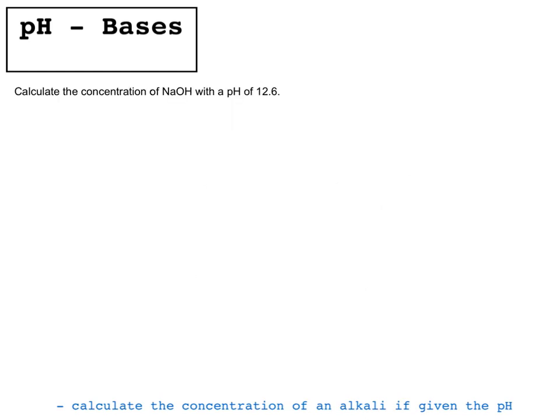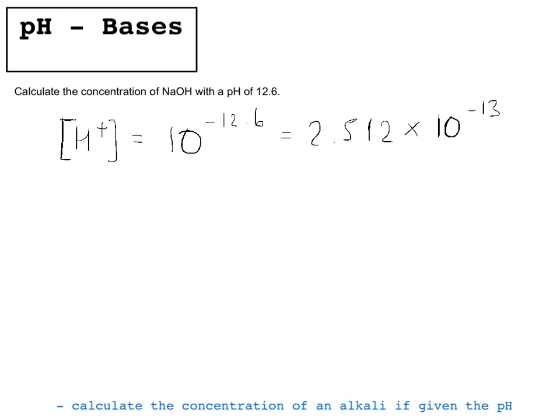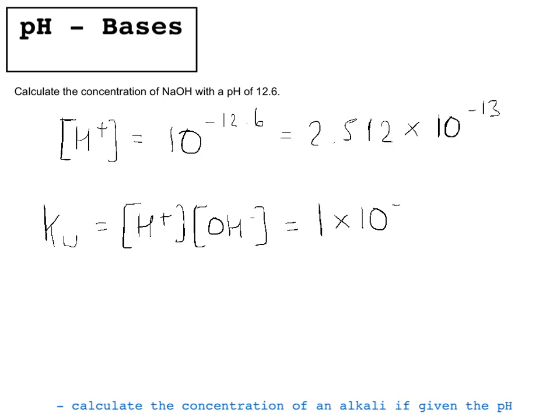So here we want to calculate the concentration of NaOH with a pH of 12.6. So the first thing we do is calculate the concentration of H plus. The concentration of H plus is going to equal 10 to the minus 12.6, which equals 2.512 times 10 to the minus 13. Then we use the Kw expression, so the ionic product of water, which equals the concentration of H plus times the concentration of OH minus, which equals, if not given, 1 times 10 to the minus 14.